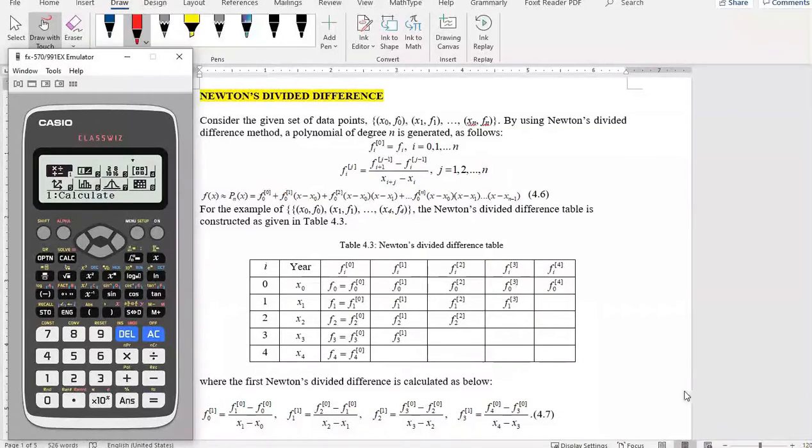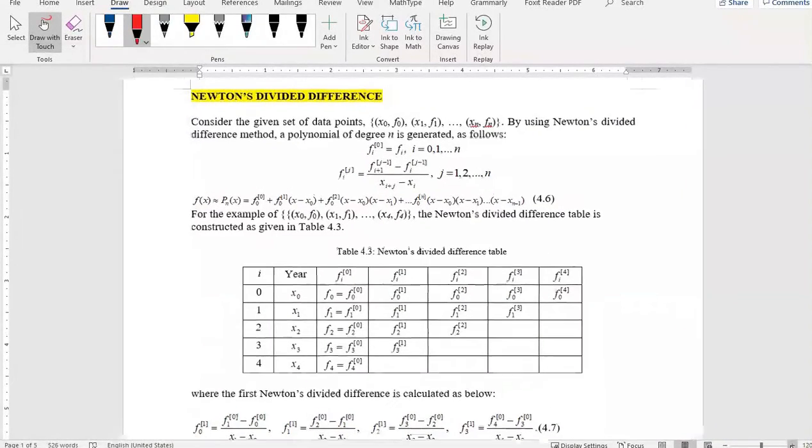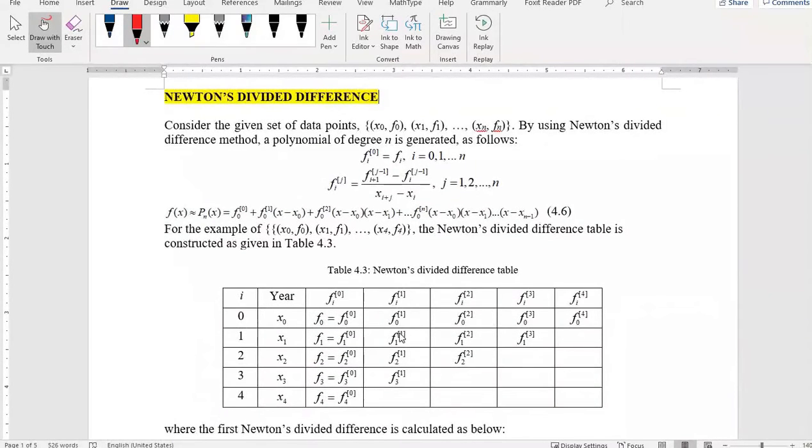So this is the general formula. For the first level, students normally have no problem calculating it. And you see how we label it. The superscript stands for the first level, second level, third level, fourth level, and the subscript refers to the variable i. So this is at row 0: f0 bracket 1, f1 bracket 1, f2 bracket 1, f3 bracket 1.